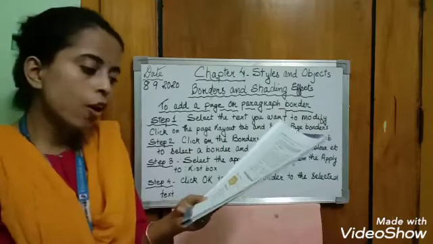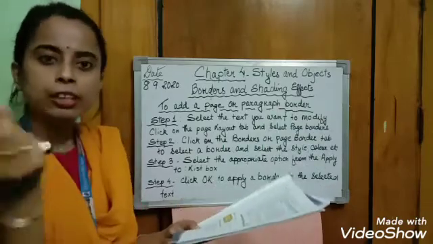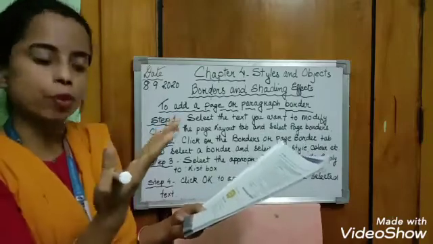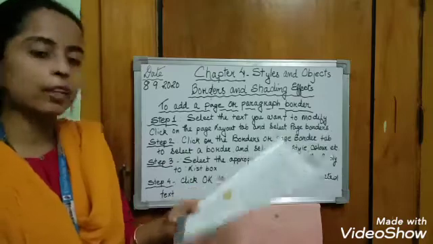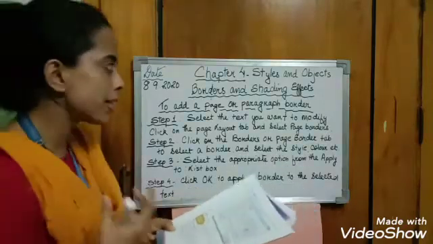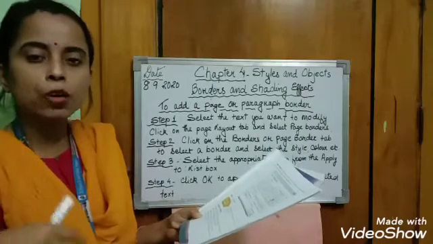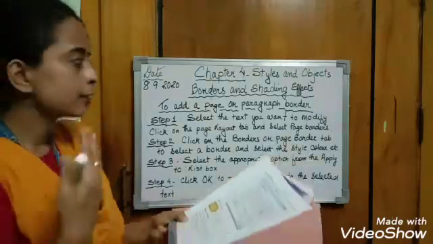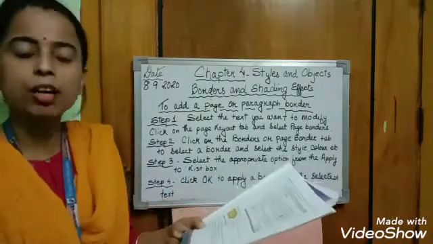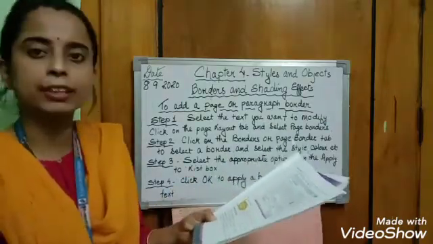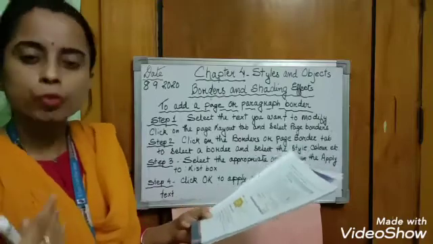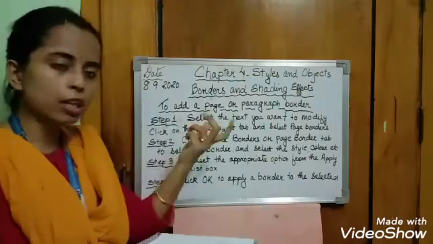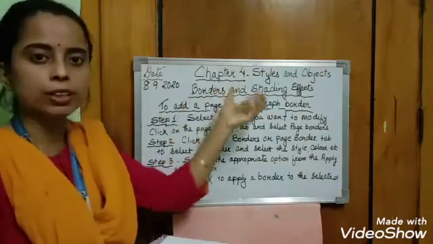Shading is a color or a pattern. Shading is a color or a pattern that is added behind the words or paragraphs. Alright. So border is a line that is added above, below, to the side of, or around the words or paragraphs, and shading is a color or pattern that is added behind words or paragraphs. Right, children? I hope the meaning of borders and shading is clear to you.